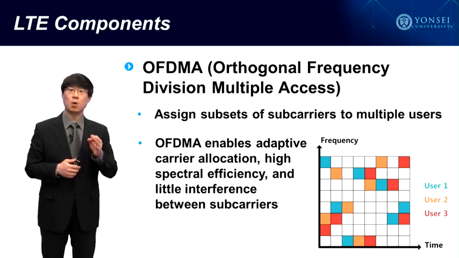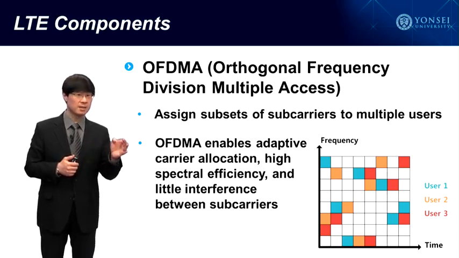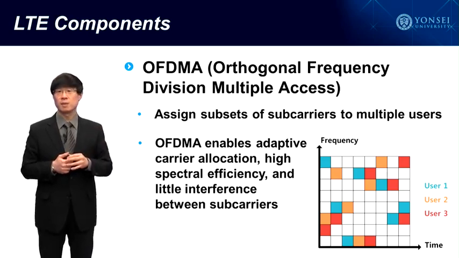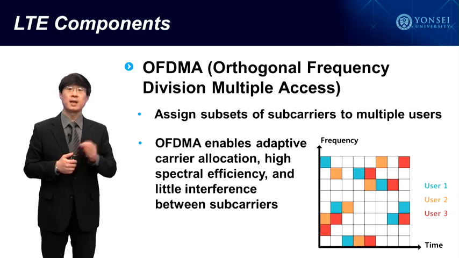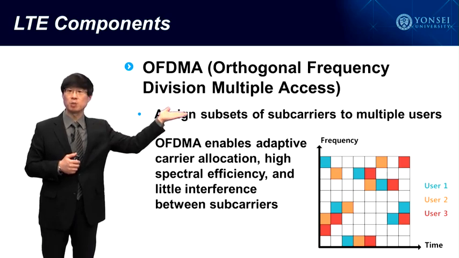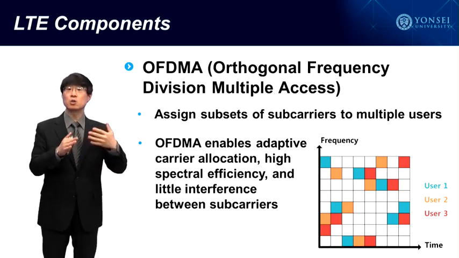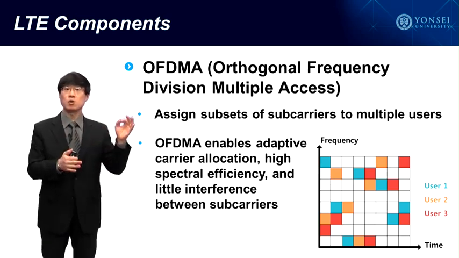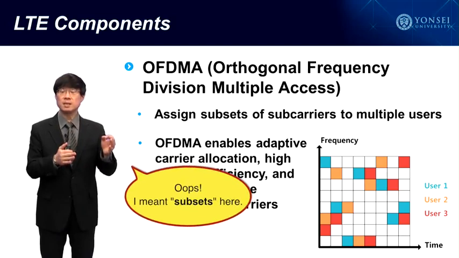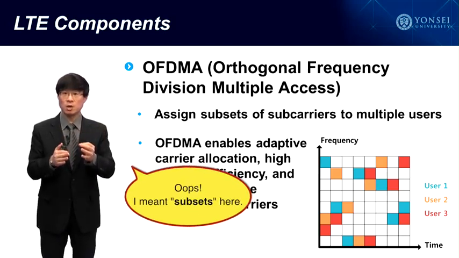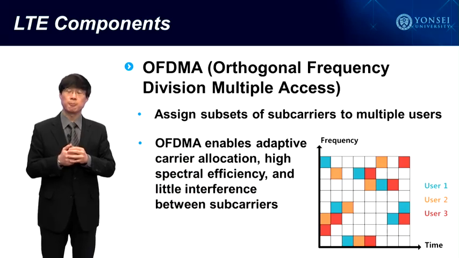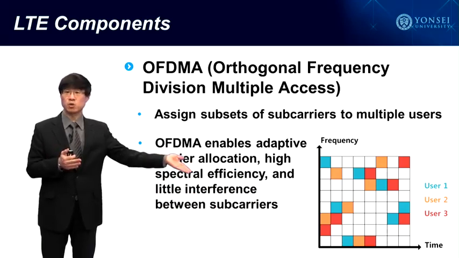Another one is OFDMA. It sounds almost similar to OFDM, but there's an A at the end. OFDMA stands for orthogonal frequency division multiple access. What you're doing here is using OFDM, but you're assigning sets of subcarriers to multiple users. In other words, look at the picture over there.